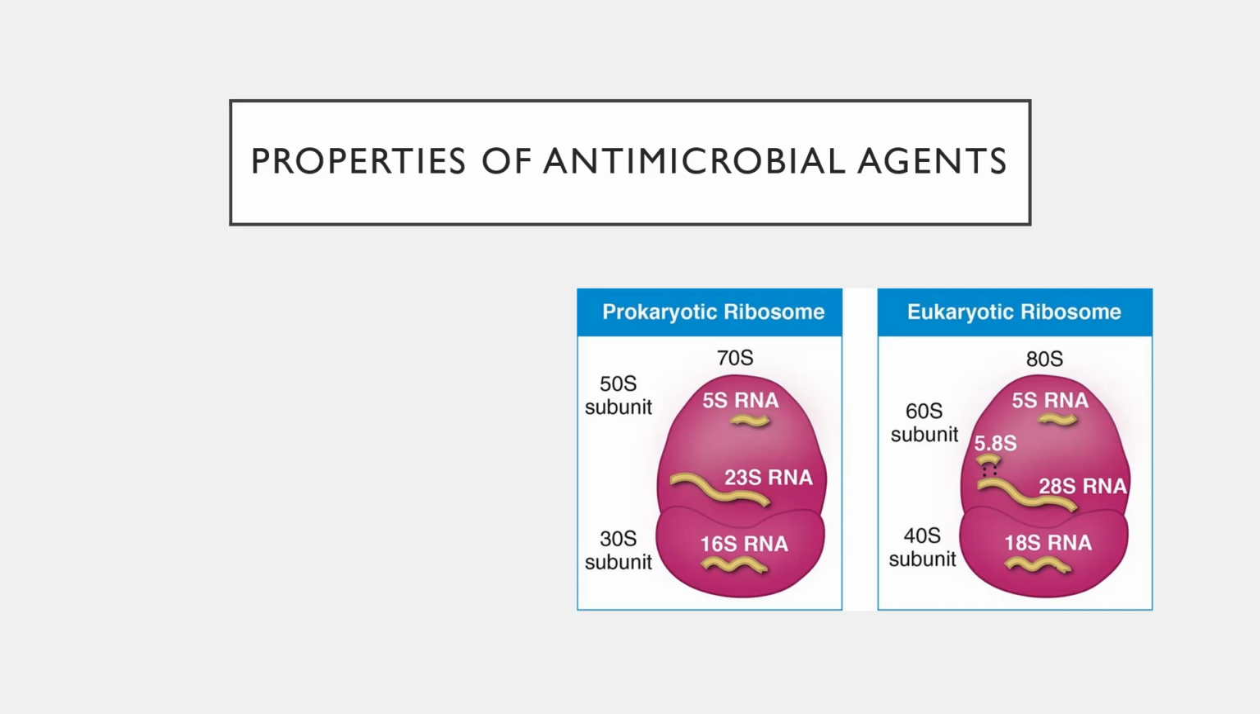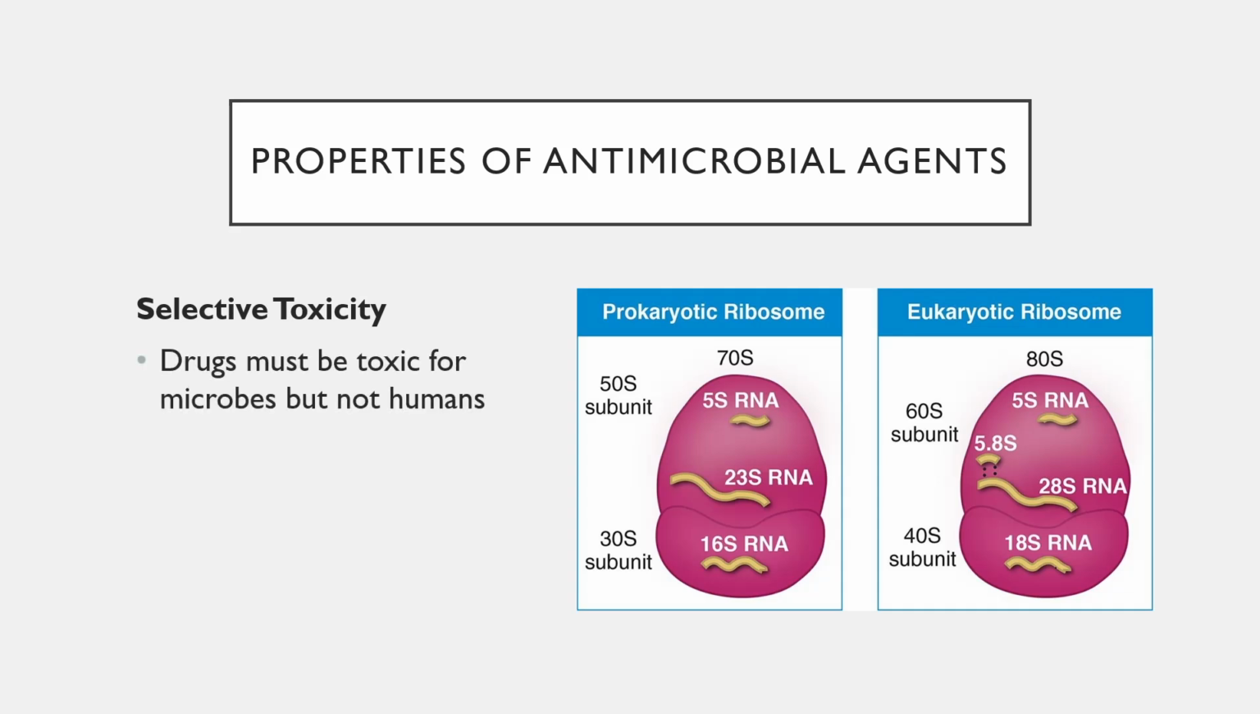One important feature of antimicrobial agents is something called selective toxicity. Selective toxicity refers to the fact that a drug needs to be toxic for the microbes, but not to humans. So this is a very basic and logical property of a drug. It needs to kill the microbes, but it needs to not kill the person taking the drug.